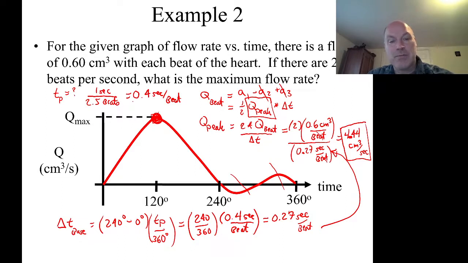They gave us the flow rate. We had to take the reciprocal to figure out what TP was. TP is not that's the full time. That's the pulse time. We need to just take a portion of that, right? So we had to convert. And we got 0.27 seconds per beat was the base of this triangle. Plug that in. We got 4.44 centimeters cubed per second. That is a basic problem that's just been sort of turned around on us.